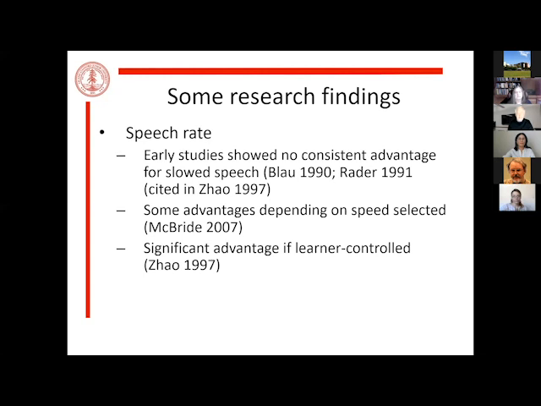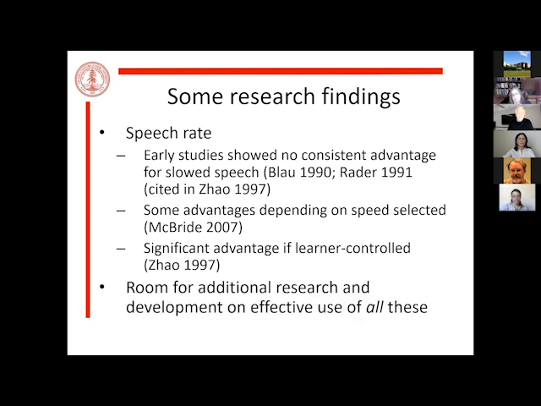Some very interesting early results from Yong Zhao, and then only a little bit after that, Karen McBride did work on her dissertation with speech rate. But all of this was done before students could automatically control the rate themselves. This was back when you had to have somebody code for you the change in the speed, or simply record it speaking more slowly. So there's room for a lot of work here.